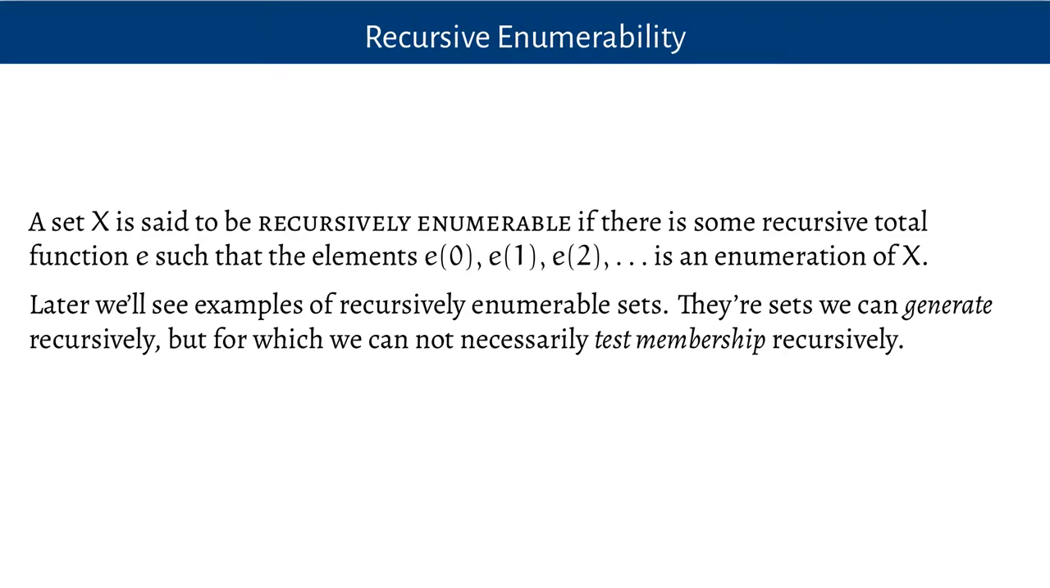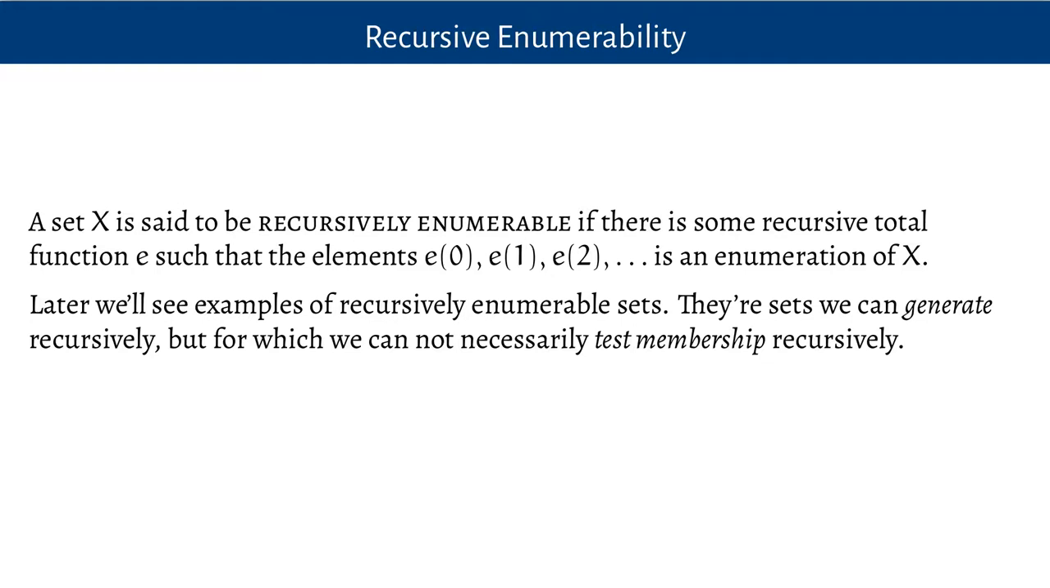enumerated a set. A set is enumerated if we've got a function from numbers into that set, which enumerates all of those members of that set, which leaves nothing out. It's a surjective function onto that set. Well, if the function which does that is recursive, we'll call this a recursively enumerable set. A set is recursively enumerable if there's some recursive total function E such that those elements, E0, E1, E2, E3, etc., enumerates all of the members of X.